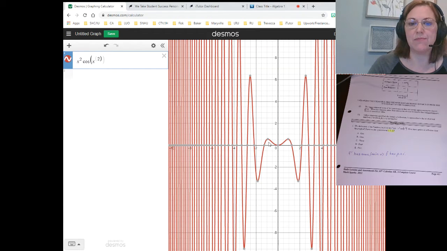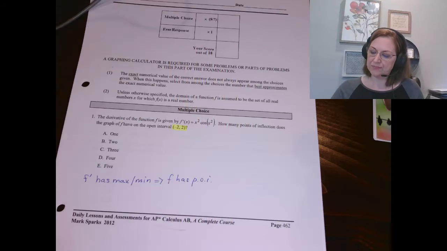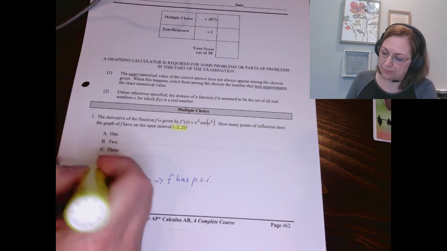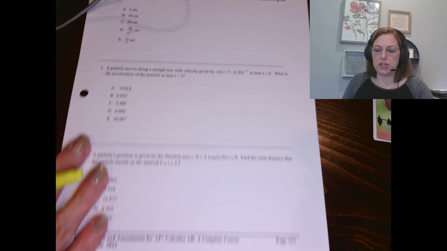There's 1, there's 2, there's 3, 4, and 5. And that's how I get that there are 5 points of inflection on the function because there are 5 maxes or mins on the graph of the derivative. So I'm going to switch this back. And so we should get 5 on this one. Okay, let's take a look at the next question.